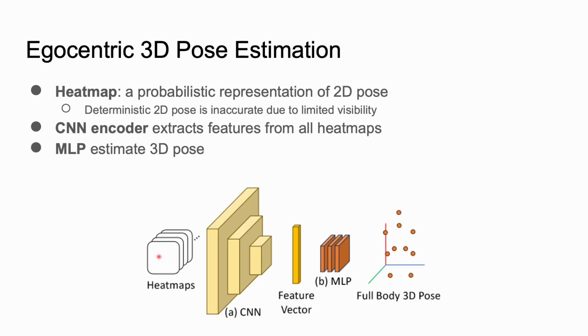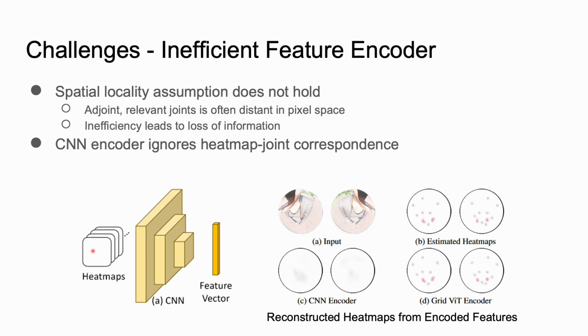To deal with the ambiguity from the limited view, many methods adopted Heatmap, a probabilistic pose representation, as an intermediate output. The 2D pose in a form of Heatmap is lifted to 3D pose, utilizing a network that takes features from all joints. In this previous approach, feature extraction used the CNN encoder, taking heatmaps as multiple channels.